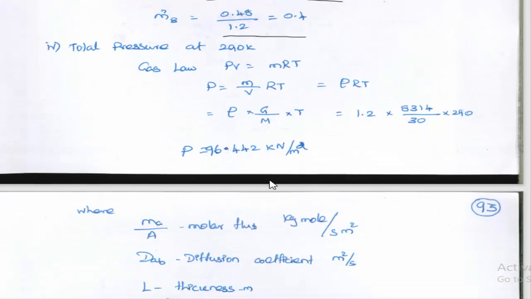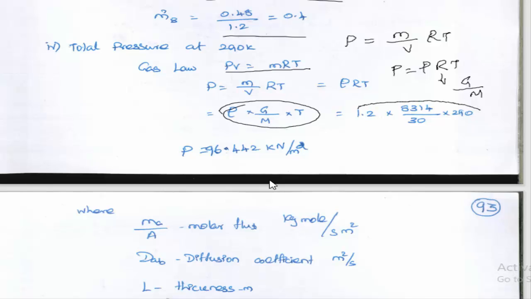In the last part, you are asked to find the total pressure at 290 Kelvin. You know the gas law, PV equal to mRT. From this formula you can write P equal to m divided by V times RT, or P equal to rho RT. Here R you can substitute as the universal gas constant divided by M. All these values you know, substitute all the values and find the total pressure value.